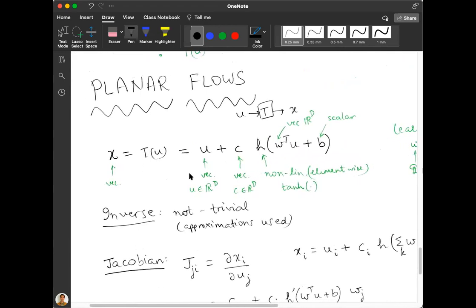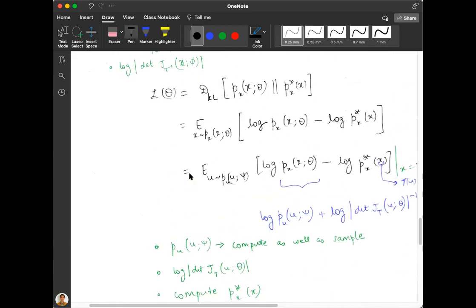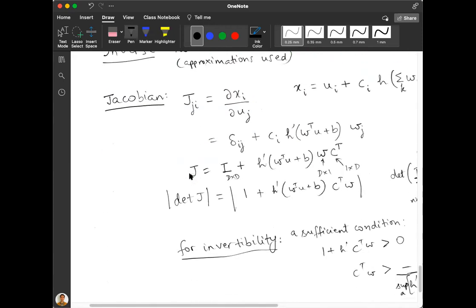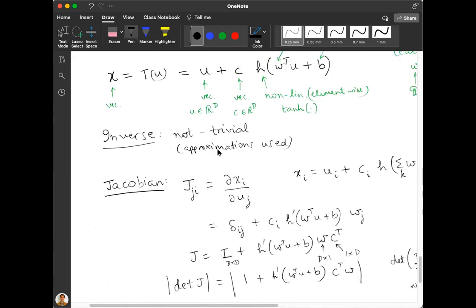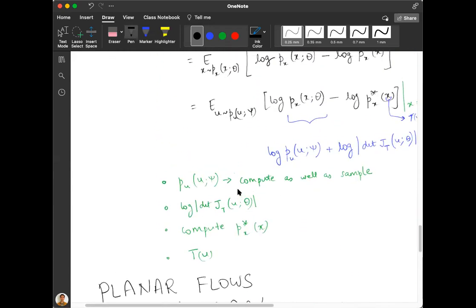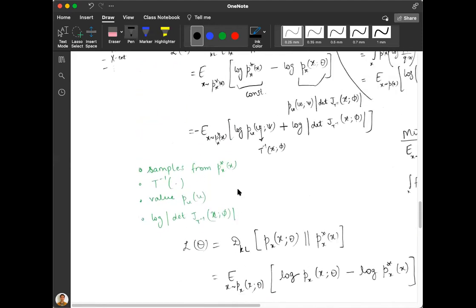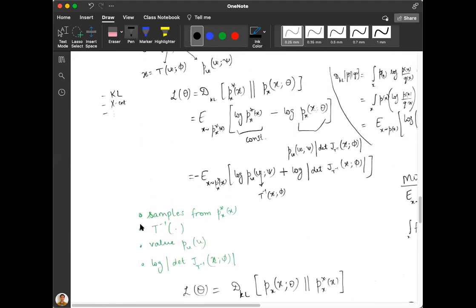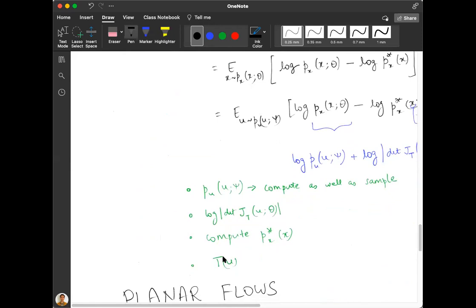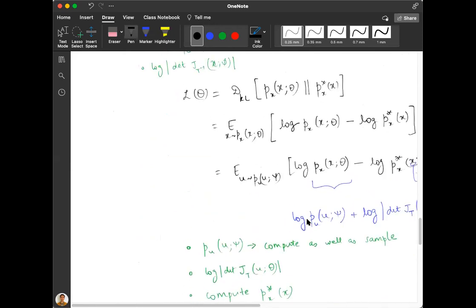Now you can plug this flow into your previous formulae and easily derive all the things, maybe forward pass, reverse pass. The reverse pass is not possible; the inverse is not trivial, or not easy to compute. But the other things are possible. If you are using this form, you need a T inverse, so you cannot use it. If you're using this form, then you don't need a T inverse, so you can use it.